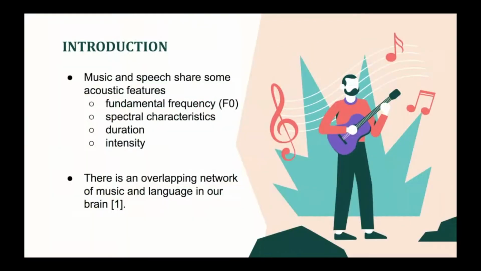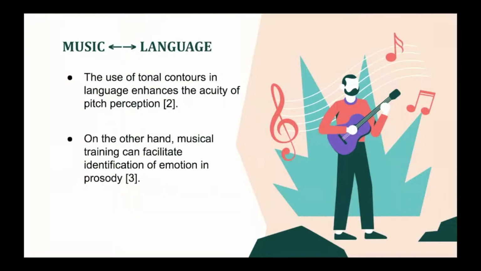First of all, we know that music and speech share many acoustic features. They can be characterized by their pitch, spectral features, duration, or even intensity. And there seems to be an overlapping network of music and language in our brain. That means if you use tonal contours in your language, then the accuracy of pitch perception might be enhanced. Or the other way around, with musical training, you might be able to identify the emotion in prosody.